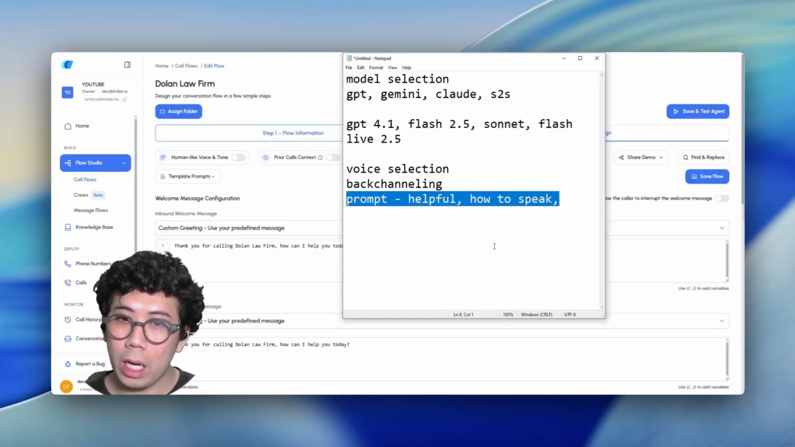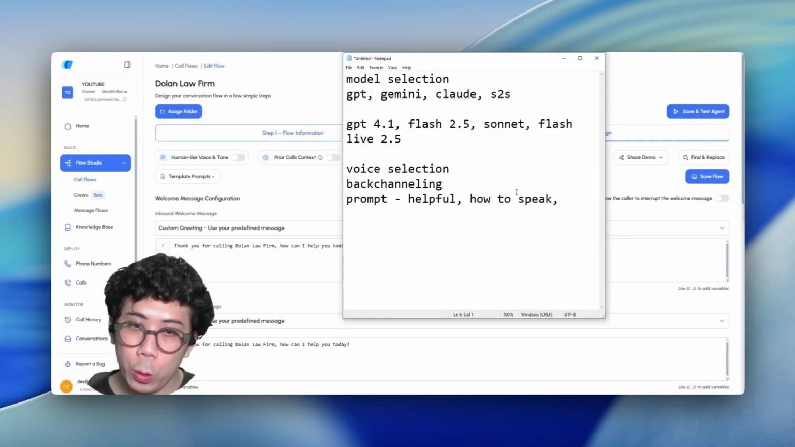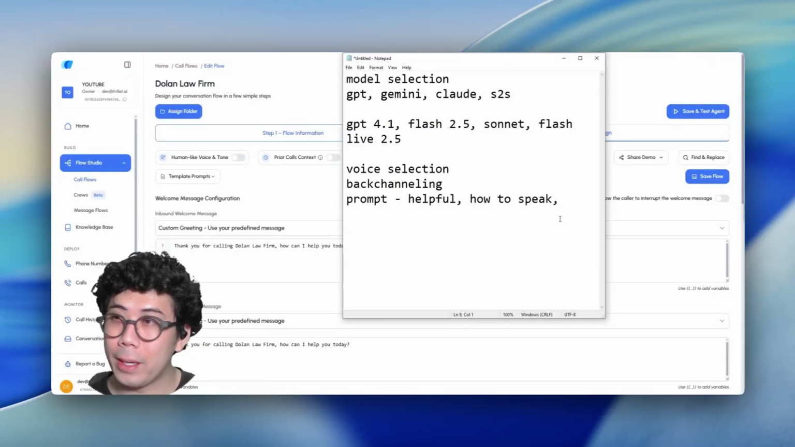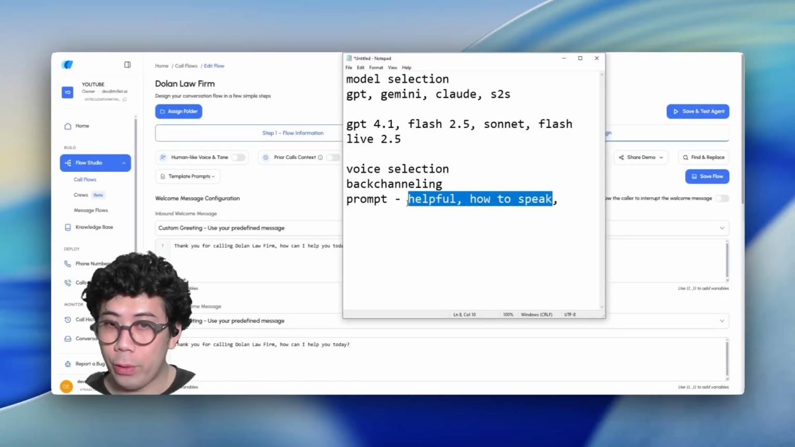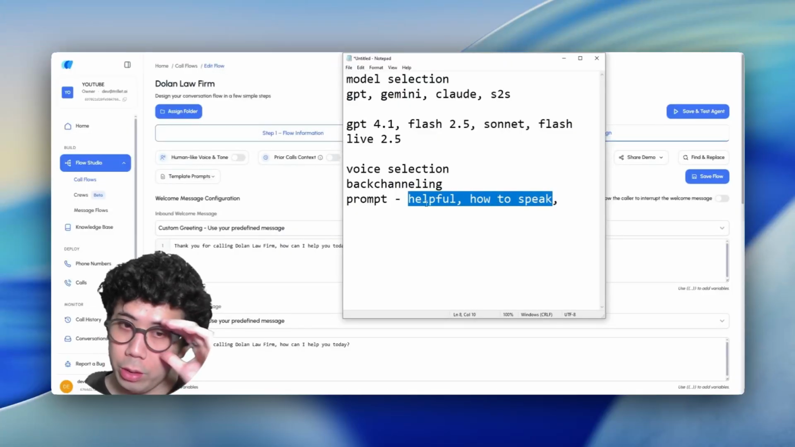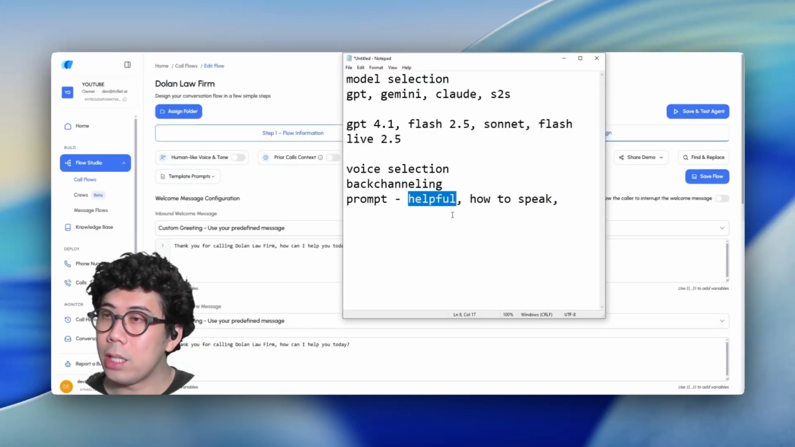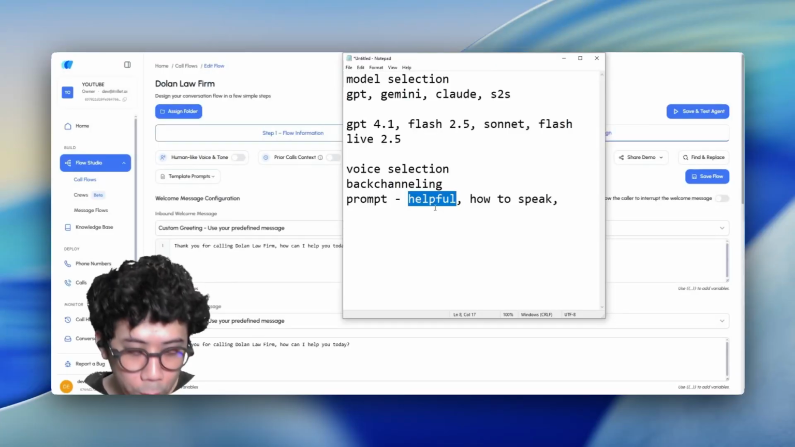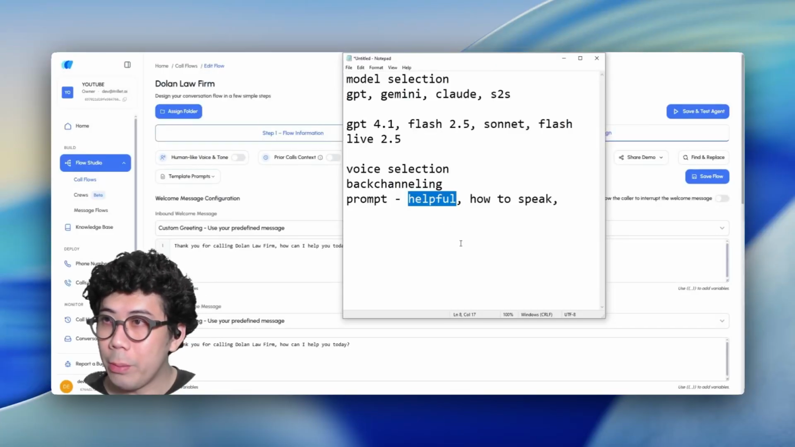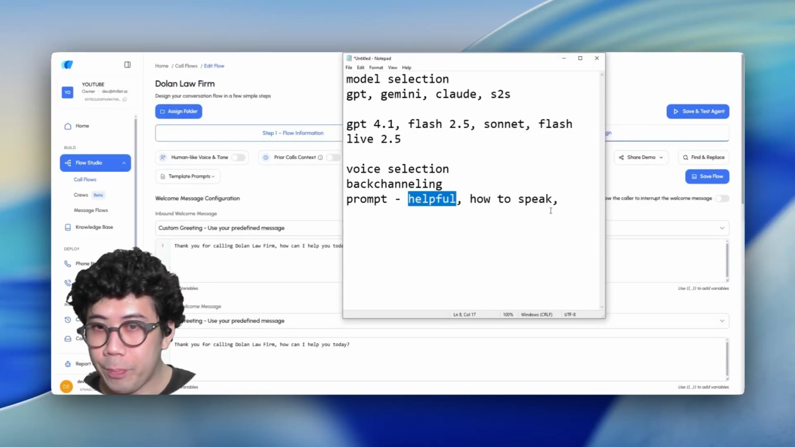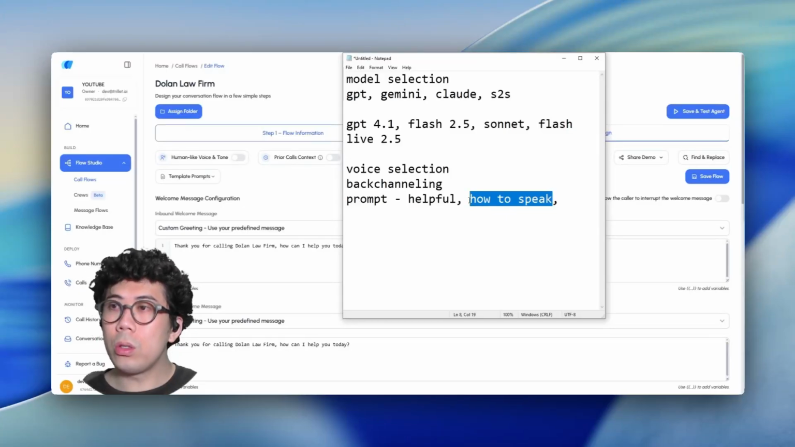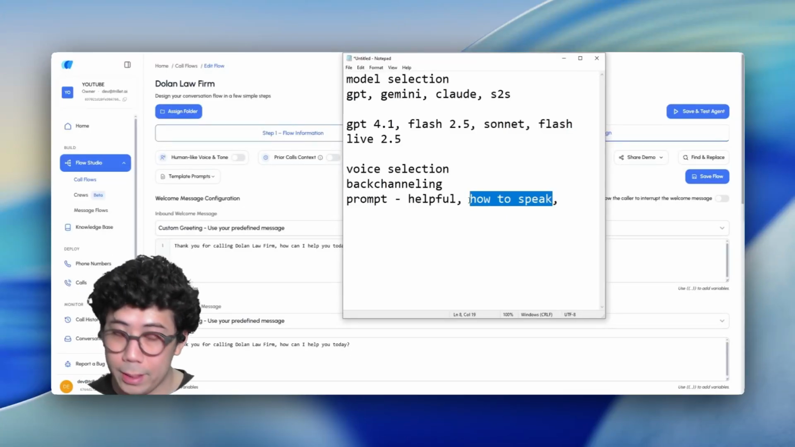Now, before we dive in, I do want to say that there are two big mistakes that I see people make that I want to address straight up. Do not add these two phrases, period, in your prompt. Never tell the agent it's helpful, because when you tell it that it's helpful, you will get things like, "Absolutely, I can help you with that," blah, blah, blah, right? And do not use phrases like how to speak.